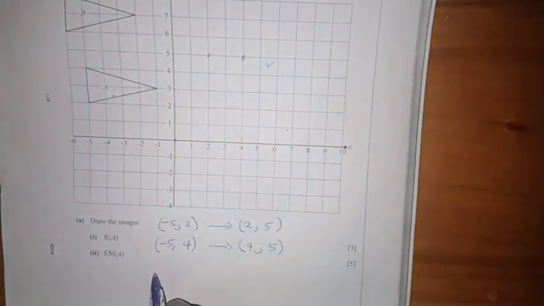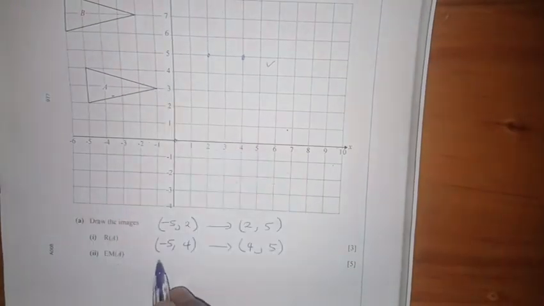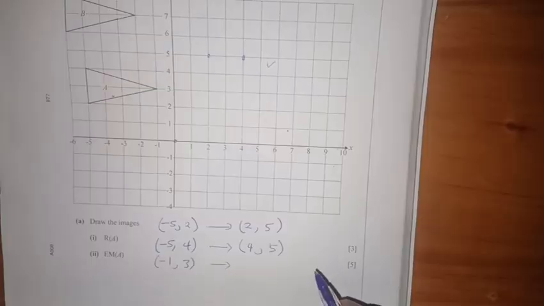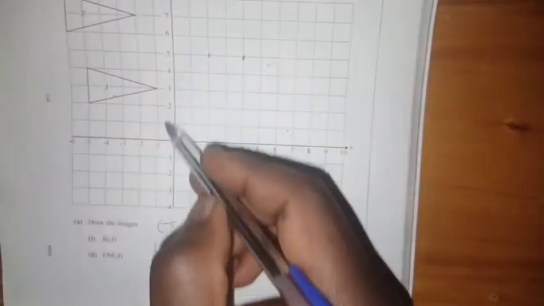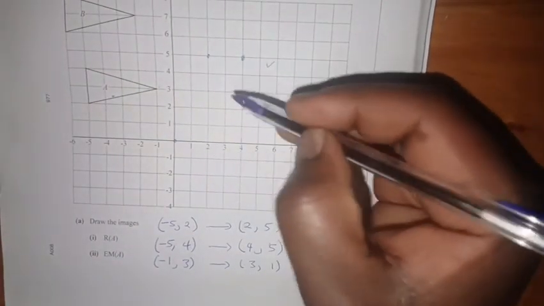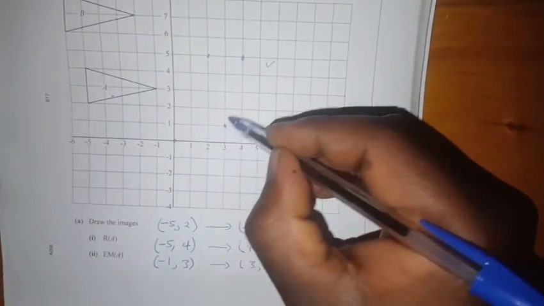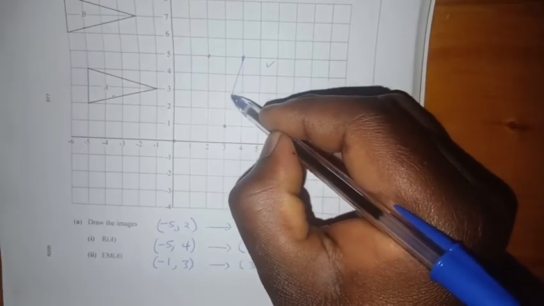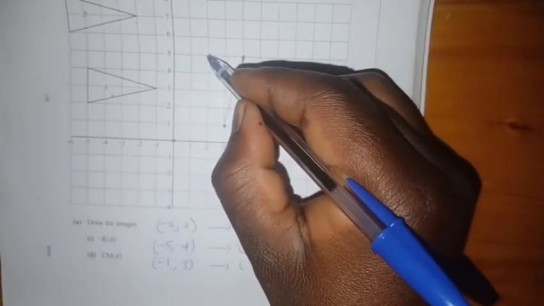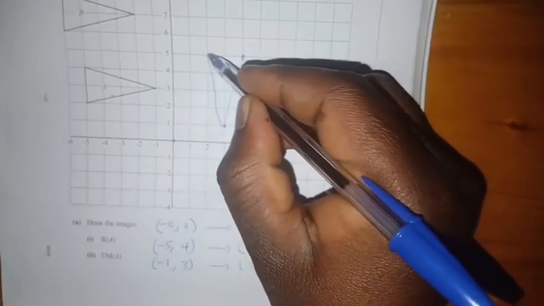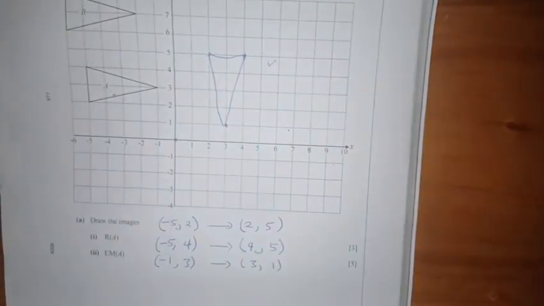Then the last point is this one here, that's negative 1, comma 3. Where does it go to? Swap, 3, comma 1. The signs are positive, positive, so it's okay like that. Then there is 3, comma 1. And as a result, this is the image here. Like that.